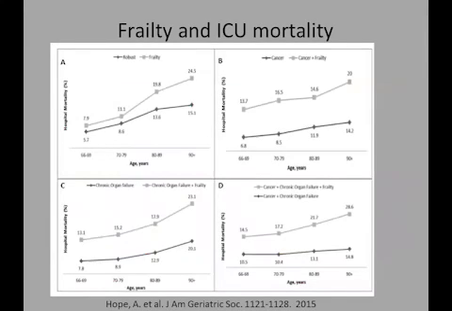This is a study looking at ICU survivorship, a 2015 study. Just all comers, at the top left, graph A shows the robust versus the frail patient, with an absolute mortality difference of 6% in those aged 80 to 89, and an absolute mortality difference of 9% in those 90 and above. So again, identifying these people early and trying to intervene.